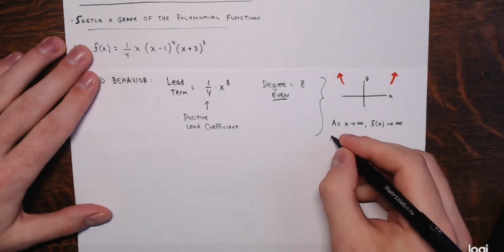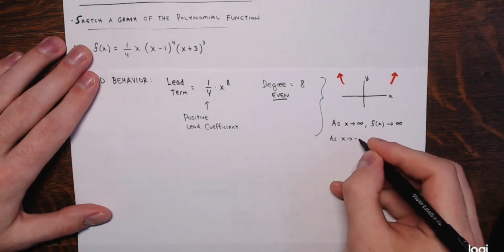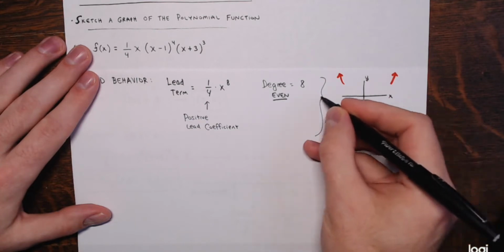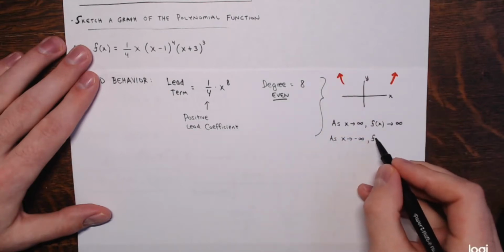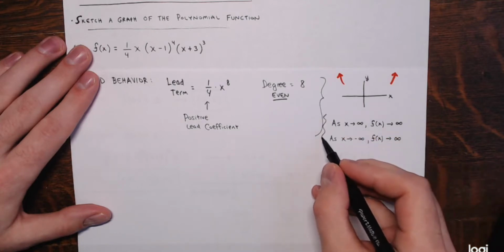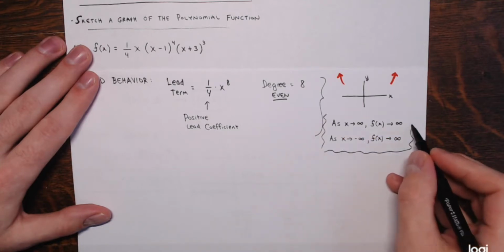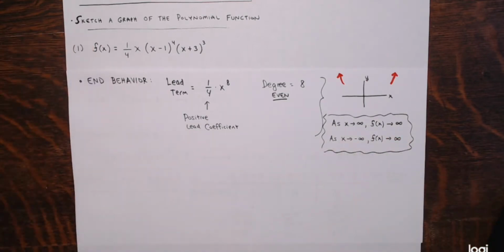Then to describe the left end behavior, you say as x goes to negative infinity, what happens as you go to the left? Well, the value of the function is still going up. So f of x is also going to positive infinity over there. Right, so there's the end behavior. That should be happening when we do our drawing later.